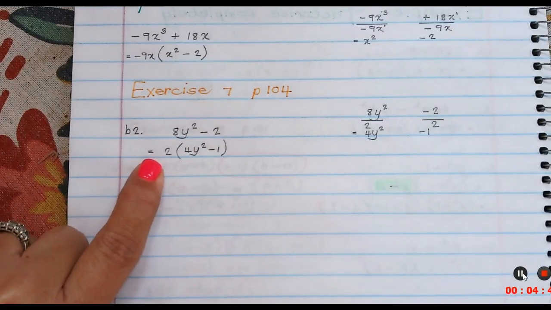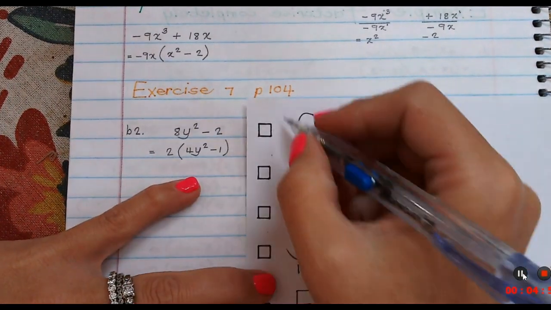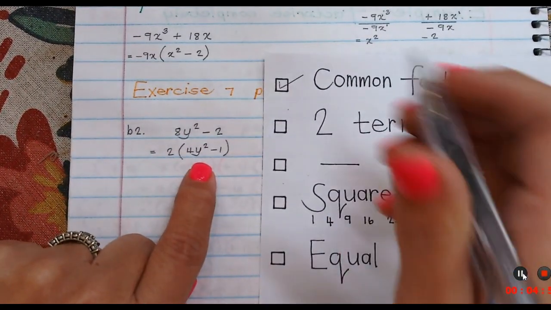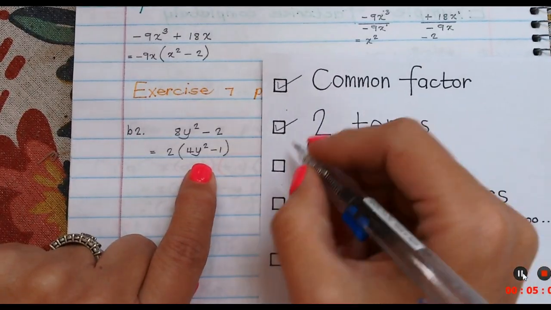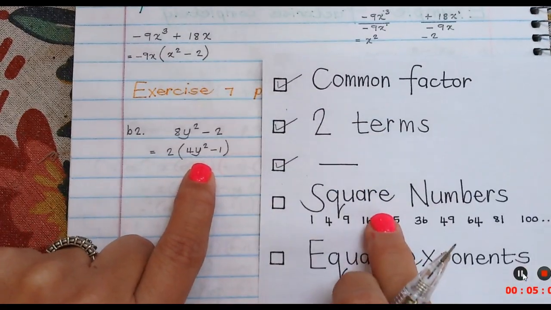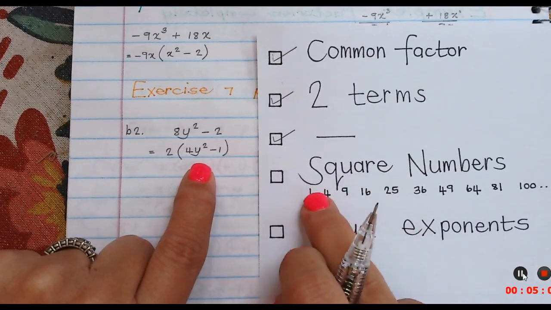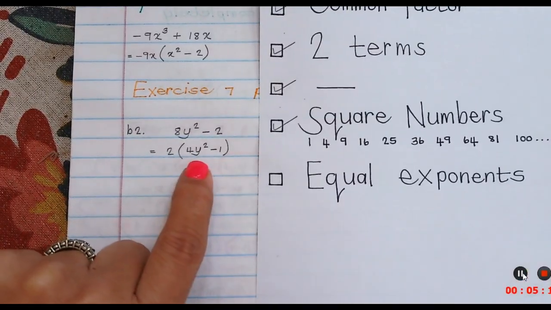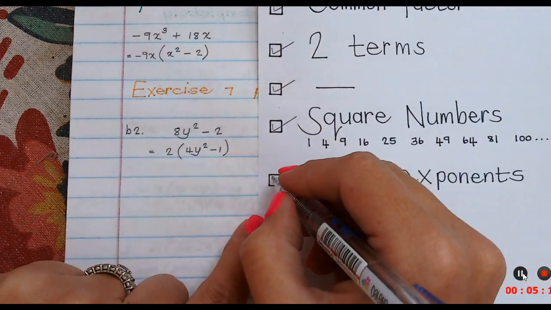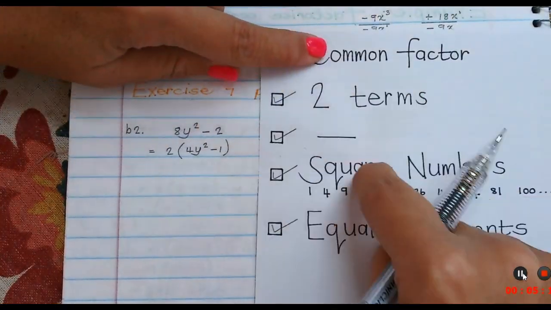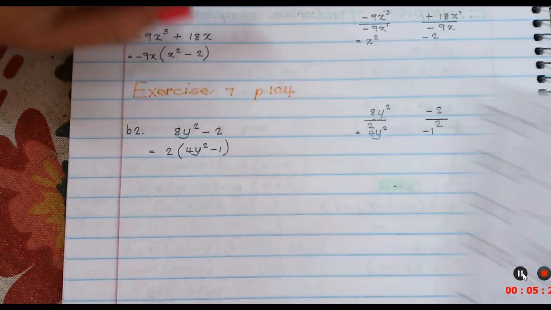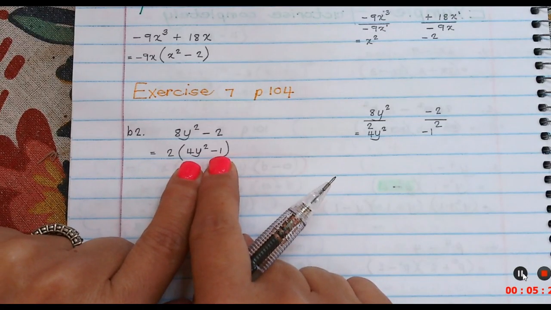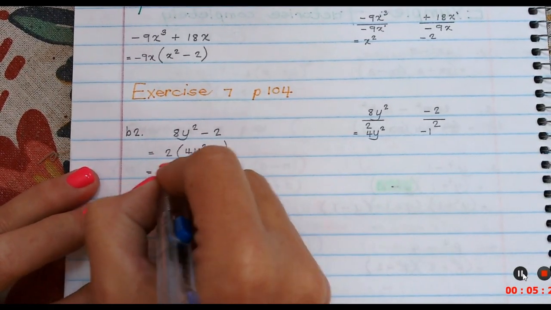Right, I go back to my check boxes. I am done with the common factor. Let's check. 2 terms, yes. A negative, yes. Let's check the numbers whether or not they are square numbers. I have a 1 and a 4, therefore, yes. Y squared, which is an equal exponent, yes. So if I can tick all 4 of those boxes, it means that my bracket can factorize, and that is the difference of squares. So, copy and paste the 2.